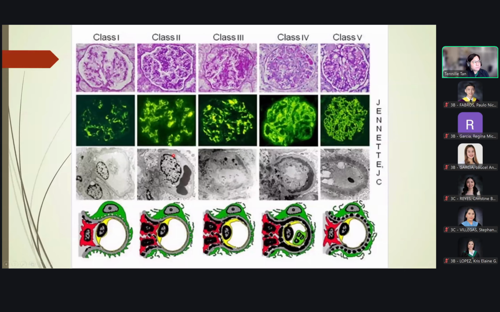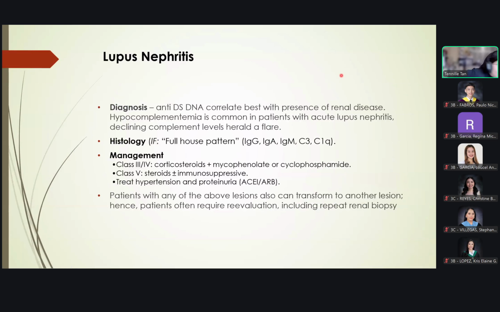So back to lupus. For diagnosis, usually we do anti-double-stranded DNA. It's one of the tests that best correlates with the presence of renal disease. You'll also have hypocomplementemia, meaning low C3, C4. It's common in patients with acute lupus nephritis, and declining complement levels will herald a flare.